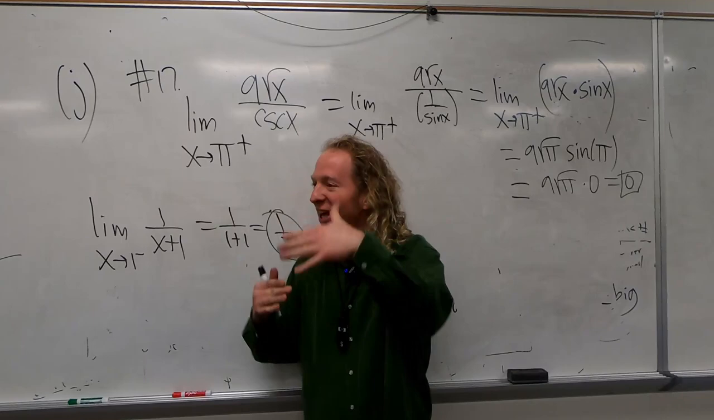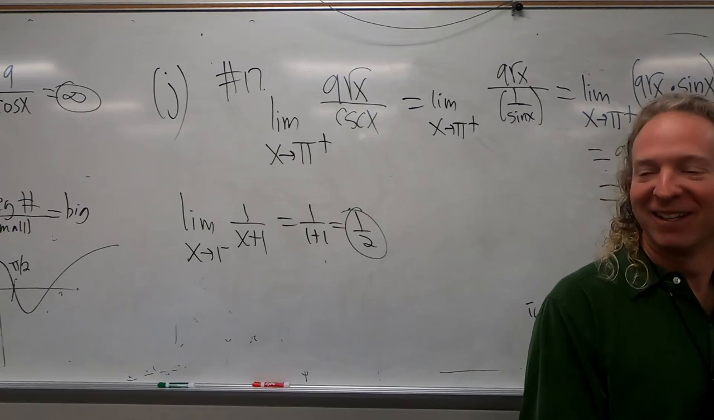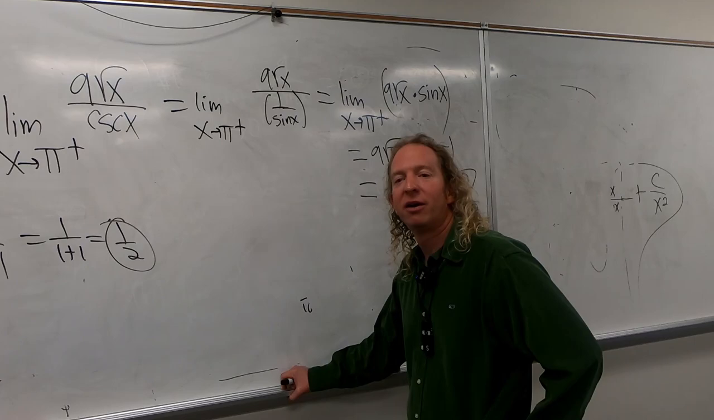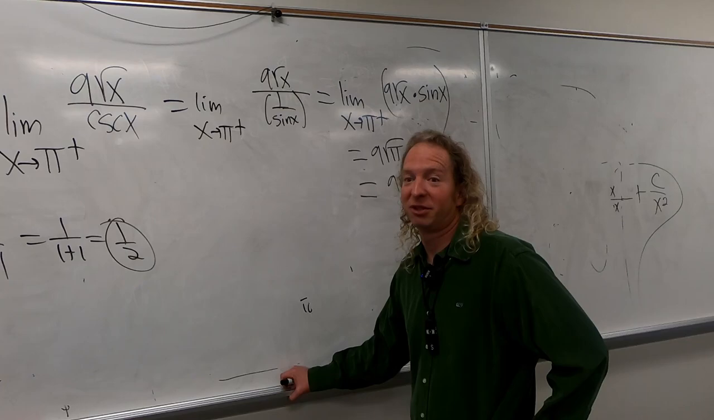Yeah. So for number 17, I did it using the cosecant graph. If you approach pi in the cosecant graph, it's going to be positive infinity. So anything over positive infinity is 0, technically. Right, very good. You still get it. That's beautiful, that's great. It's really deep. No one does that.